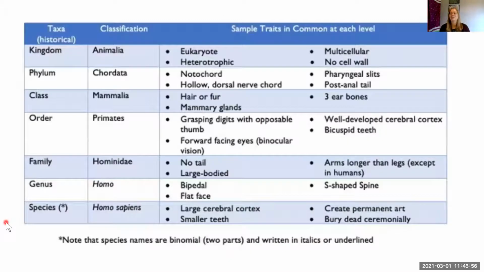The first thing we want to do is look at a taxonomic table. So what we're going to do is we're going to take this genus and species, Homo sapien, and we're going to break it down based on every single grouping in taxonomy. So our kingdom is Animalia. We are animals, which means we are eukaryotic, we are heterotrophic. If those words feel super unfamiliar, please feel free to review in your textbook.